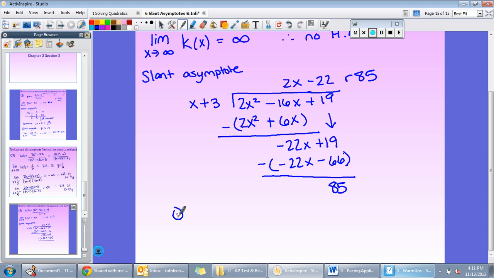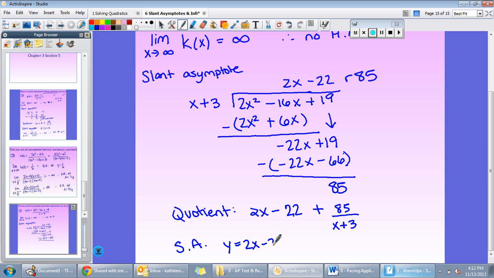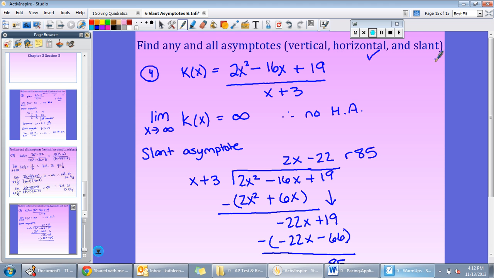So our quotient is 2x minus 22 plus 85 over x plus 3, and our slant asymptote is y equals 2x minus 22, the polynomial part. Okay, so we've taken care of the horizontal, we've taken care of the slant, now we're going to look at the vertical. Now we know it's where the denominator is 0, but we need to show a vertical asymptote with a limit. So let's do that.